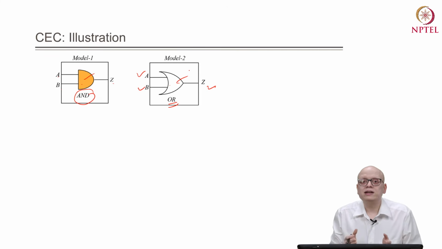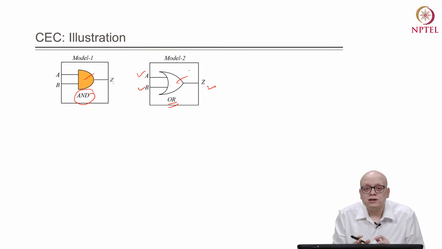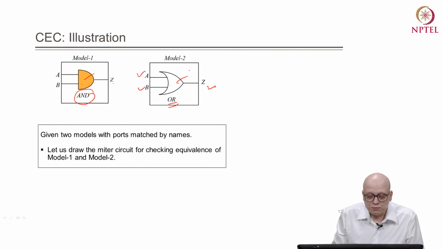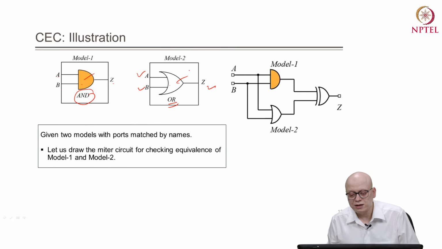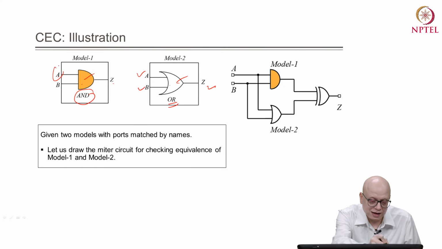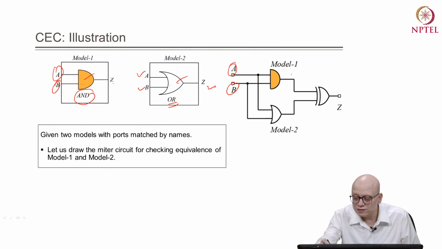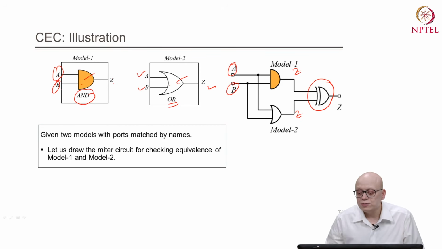Now, how will the mitre be created for this kind of trivial model? We will be given two models with ports matched by names. Let us draw the mitre circuit for checking the equivalence of model 1 and model 2. The mitre circuit will be like this. At the input we will have A and B. At the output we will have Z, and this is also Z. And then we put an XOR gate at the output.